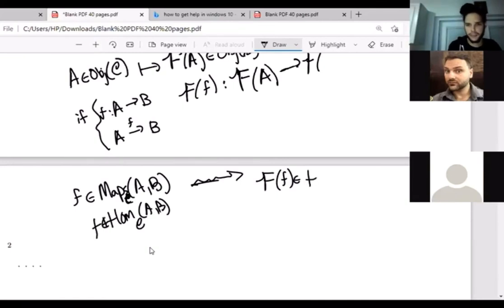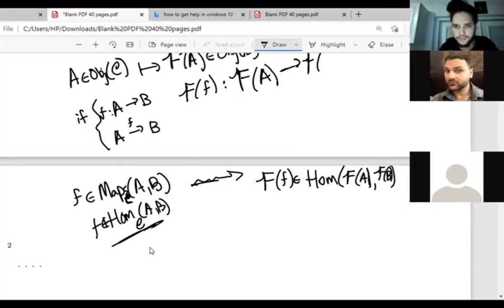So f in here has to map to some F of f in hom. What depends is whether it's a covariant functor, because there's two, covariant or contravariant, reversing all the arrows. If it was contravariant, it would take hom AB to hom BA, to F of B and F of A. It would just reverse them. But if it's covariant, then this is F of A to F of B. And that's just a fancy name for a function.